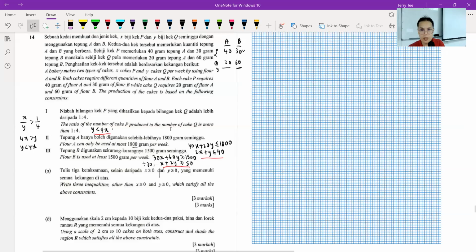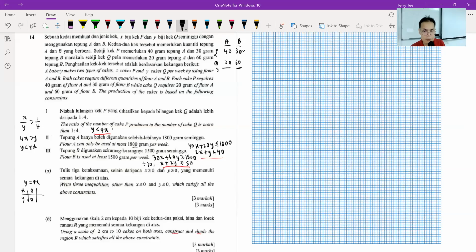All right. So with that, I'm going to draw these three lines on the graph so that I can construct and shade the region that satisfies the following constraints. I don't know whether you know this, but for y equals 4x, we can just use a simple table of values. That is, we let x be 0, and y is also 0.